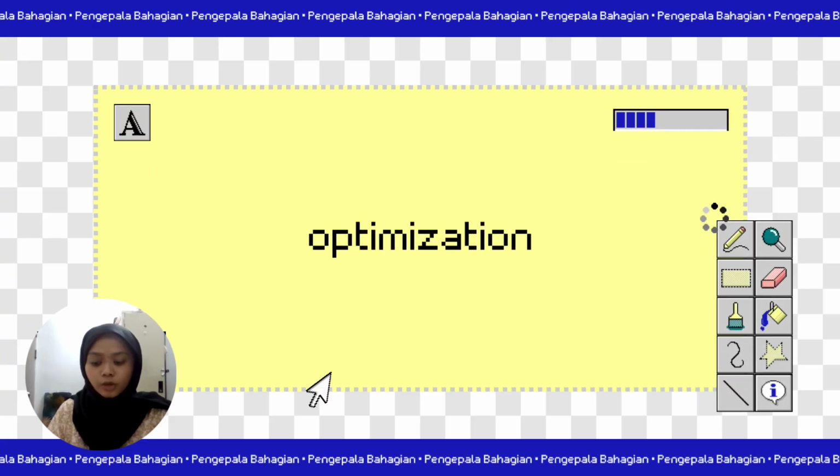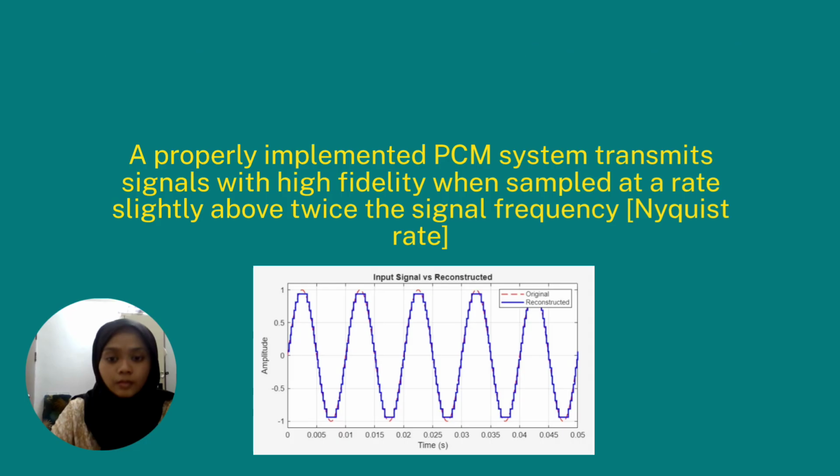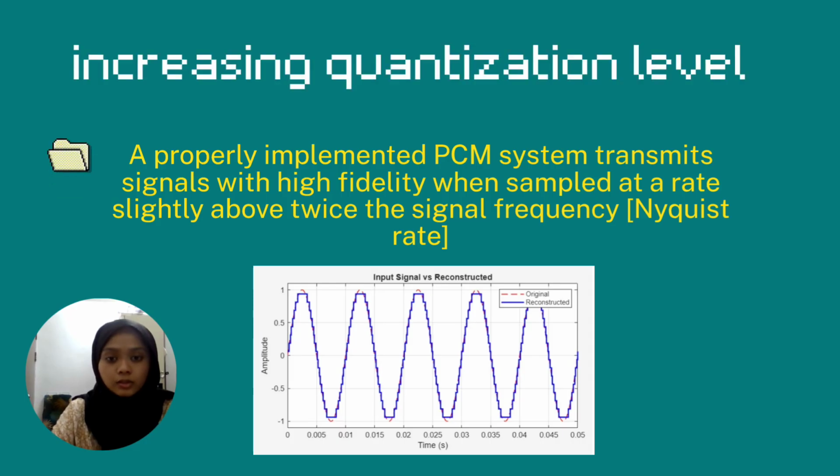When it comes to optimization suggestions, based on our observation, there are two main ways to optimize the performance of our PCM system. First is increasing the number of quantization levels, and the second is considering increasing the sampling rate. For the first way, we can increase the number of quantization levels or bits per sample.